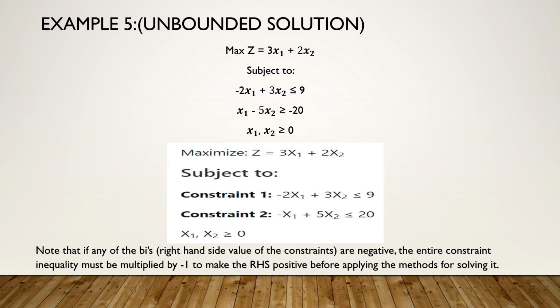Next special case is for the unbounded solution. Maximize z equal to 3x1 plus 2x2 subject to minus 2x1 plus 3x2 less than or equal to 9, x1 minus 5x2 greater than or equal to minus 20, x1, x2 greater than or equal to 0. Okay. Now the second constant which is there, it doesn't matter.